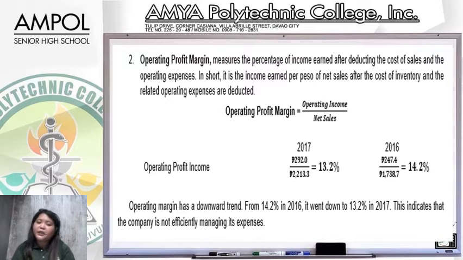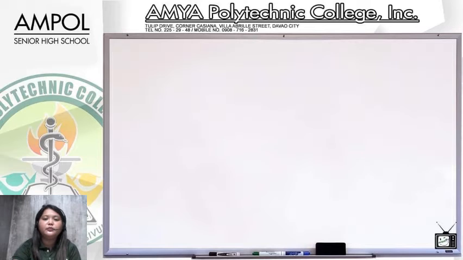For the operating margin, there is a downward trend. From 14.2% in 2016, it went down to 13.2% in 2017. This indicates that the company is not efficiently managing its expenses.